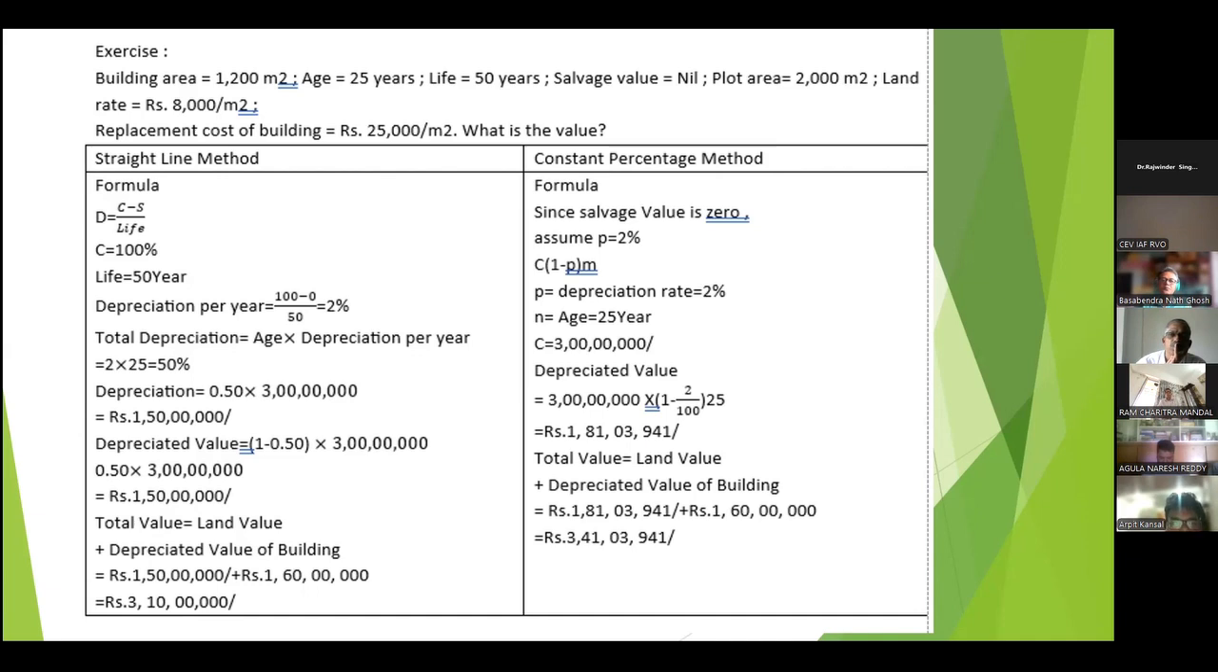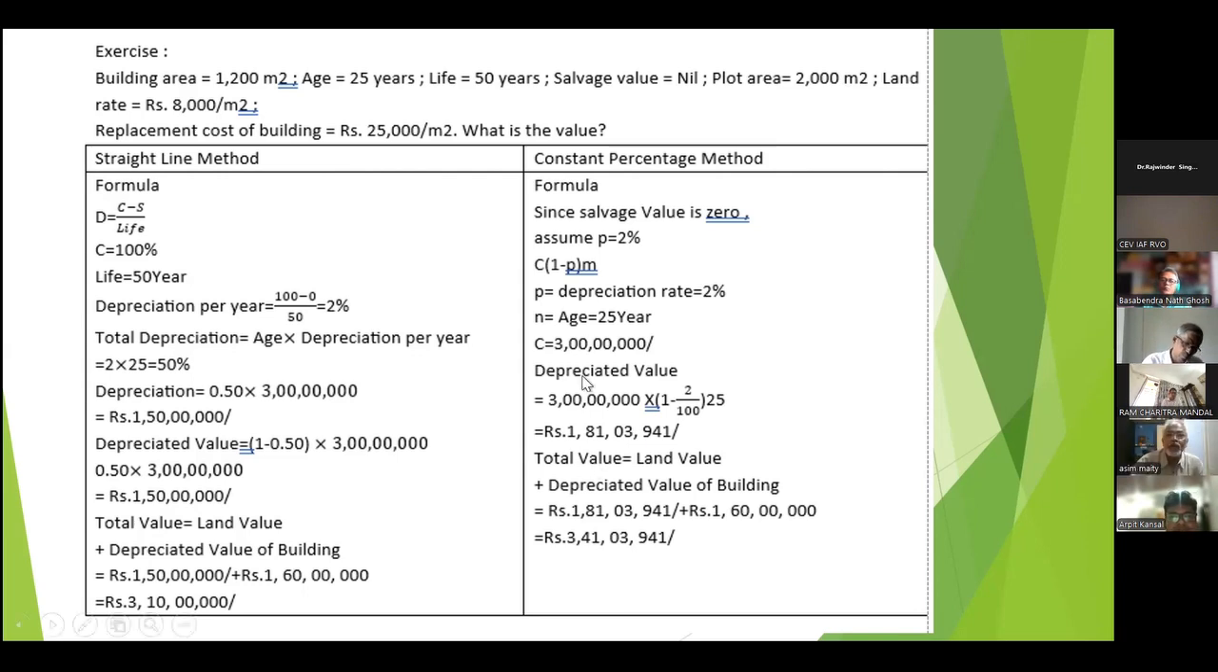It will depend upon the situation. Maybe he may have told you that you have to use this value for banking purposes. For banking, you will go for the straight line method because here it is giving a lower value. You have to be somewhat conservative in that case. Conservative. Okay.